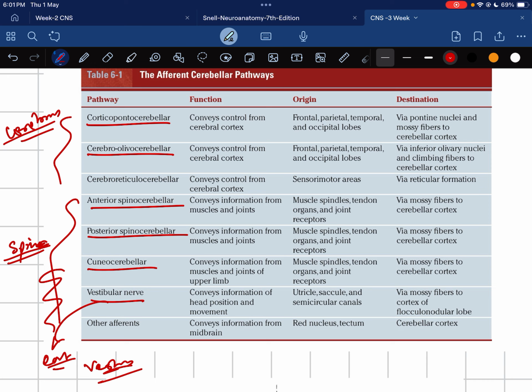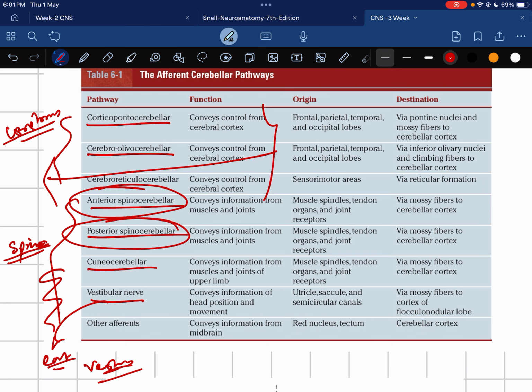Regarding function, they convey the control from the cerebral cortex. The anterior and posterior spinocerebellar convey information from the muscles and joints about our body position, and the cuneocerebellar conveys information from the upper limb mainly. And the vestibular conveys information about head position and movement of the body. So the origins we have also already discussed.